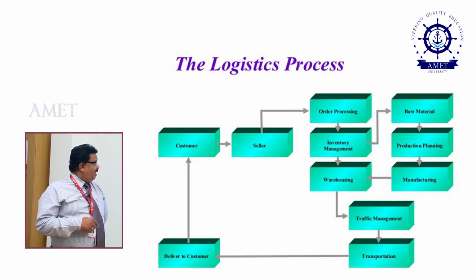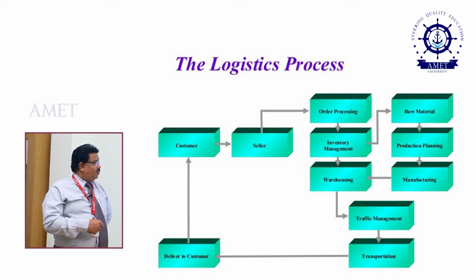Once you order the product, then immediately it will go to the seller and then to the order processing, then it will go to the inventory management, where they will check whether everything is available or not. If those specified products are available, then it's okay. Otherwise, they will have to purchase again from the seller. Then the inventory management goes to the raw material and checks what products are available, whether the hard disk, the processors, or the monitors are available, etc.